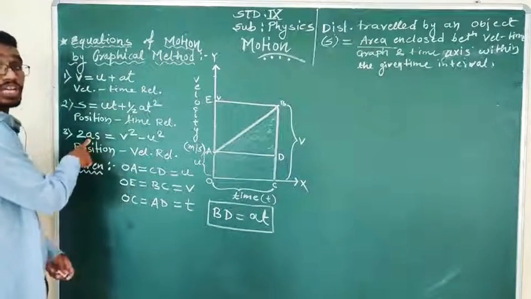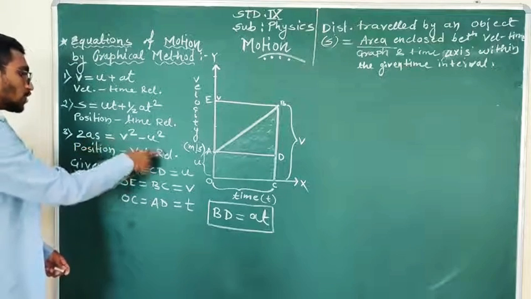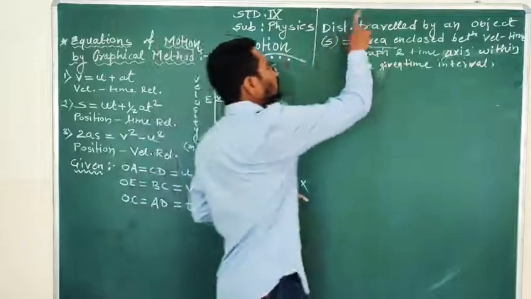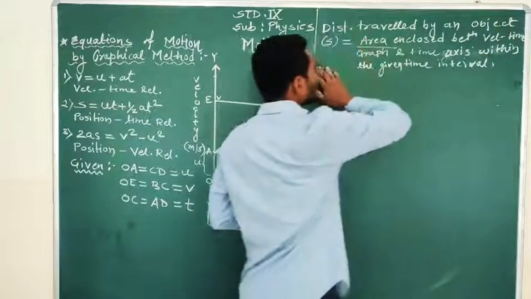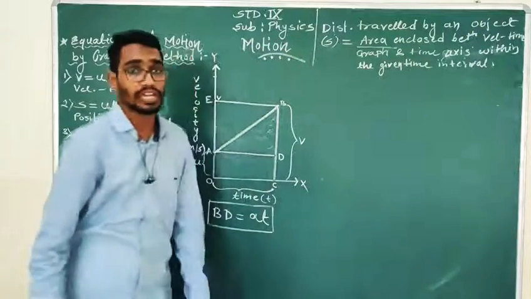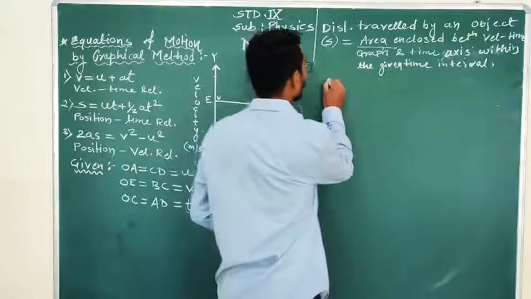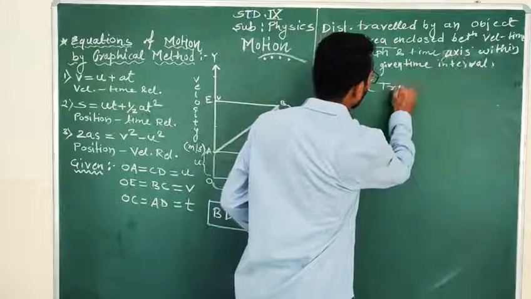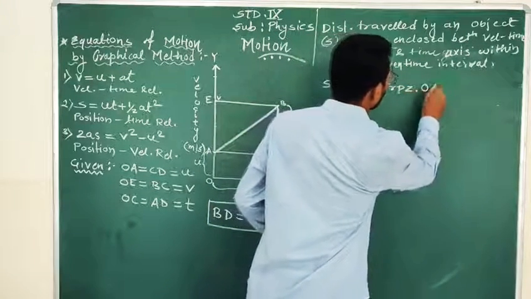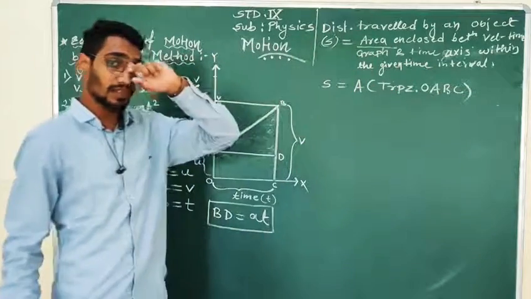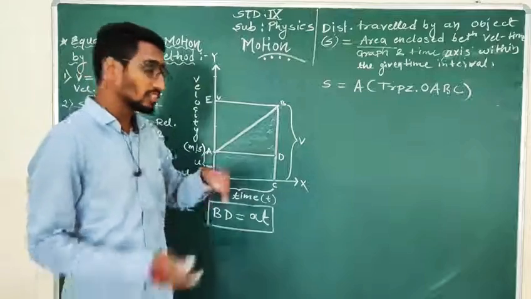Next, the particular equation also has a position velocity relation. Again, position means the same thing: distance traveled by an object, small s, is equal to the area between the velocity time graph and the time axis within the given time interval. That means again you have to calculate the area of trapezium OABC. अब आप बोलोगे सर अभी तो बना लिया फिर से वही, but this time there is a change.